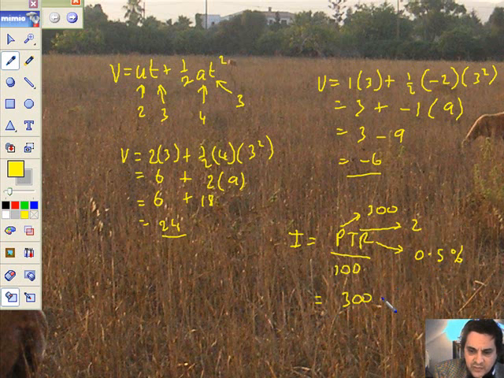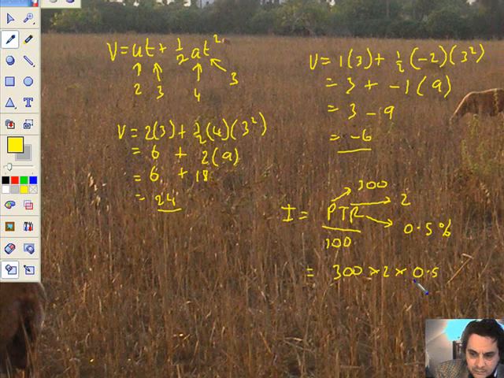So I've got 300 times 2 times 0.5 all over 100. Well, cancel down the zeros there. I've got 3 times 2 is 6. 6 times a half is 3. The interest will be £3. That's an interest of £3 over 2 years on a mere £300. So there it is. 3 quid.